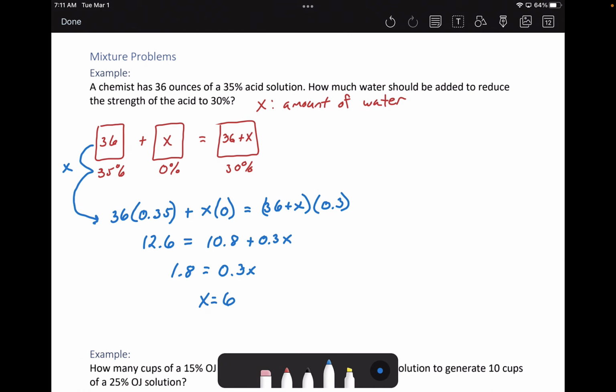What does 6 mean? We said earlier, X is the amount of water, which is what we're looking for. In this case, we need to add 6 ounces of water to obtain the desired solution.